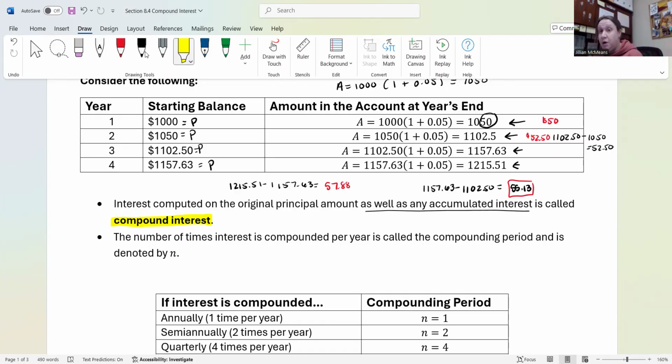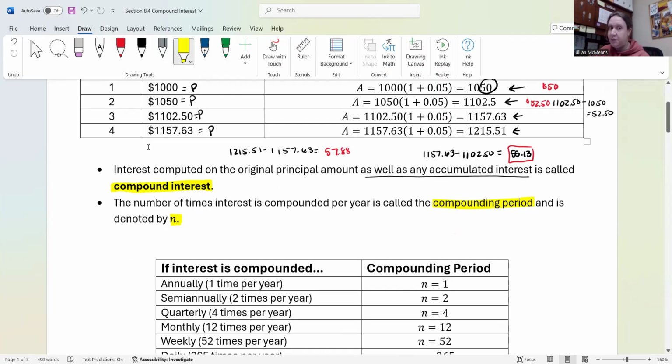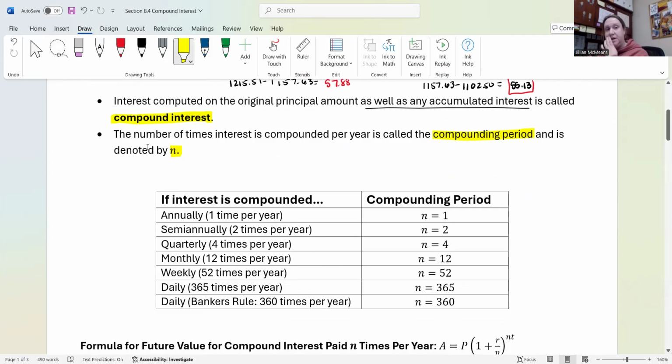Now, this is really important, I'm going to use this terminology a bunch. The number of times interest is compounded per year is called the compounding period and is denoted by a lowercase n. What you'll notice with compound interest is you're not necessarily calculating the interest just once per year. With simple interest, we calculated the interest once per year. You basically paid some percentage each year. With compound interest, interest can be compounded multiple times a year, and the number of times per year the interest is compounded is called the compounding period. So that is some terminology that you definitely need to familiarize yourself with.